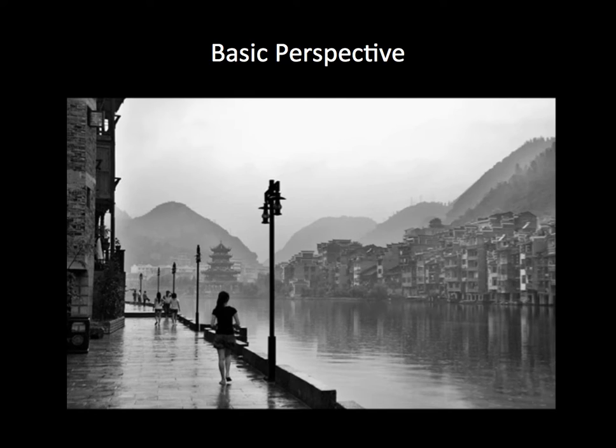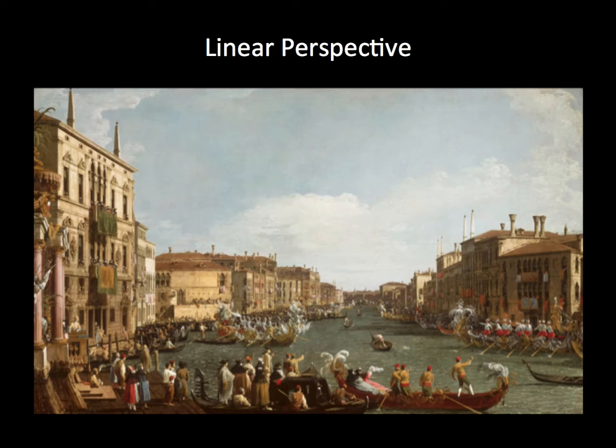Okay, so it's those three things: a diminishing size, overlap that I just mentioned, as well as the vertical positioning or placement of the objects themselves. Those three things basically make up this section that we call basic perspective.